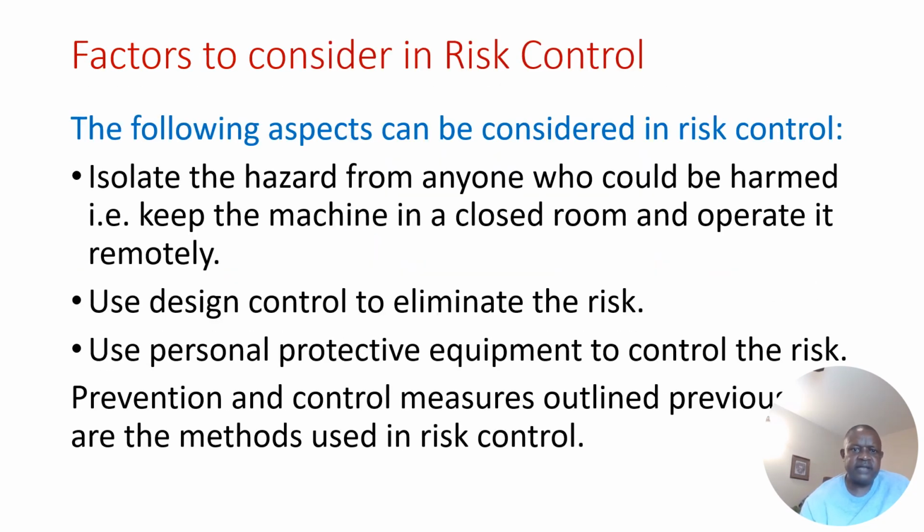And then factors to consider in risk control. The following aspects can be considered in risk control. Isolate the hazard from anyone who could be harmed, i.e., keep the machine in a closed room and operate it remotely. Use design control to eliminate the risk. Use personal protective equipment to control the risk. Prevention and control measures outlined previously are the methods used in risk control: administrative, engineering, use of personal protective gear, etc. Those are the methods used in risk control.